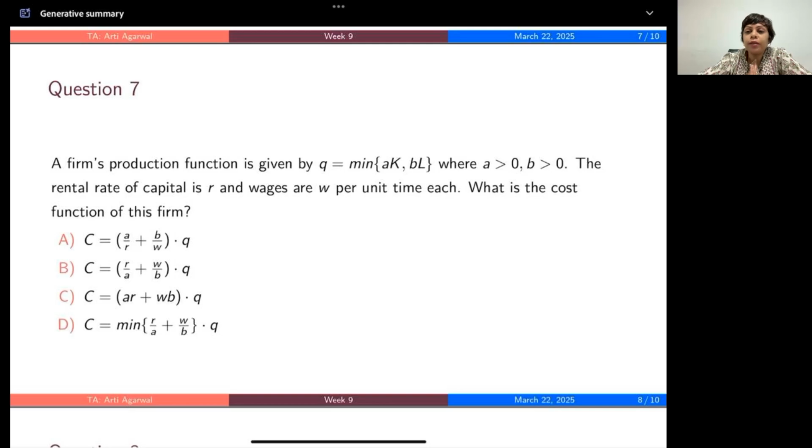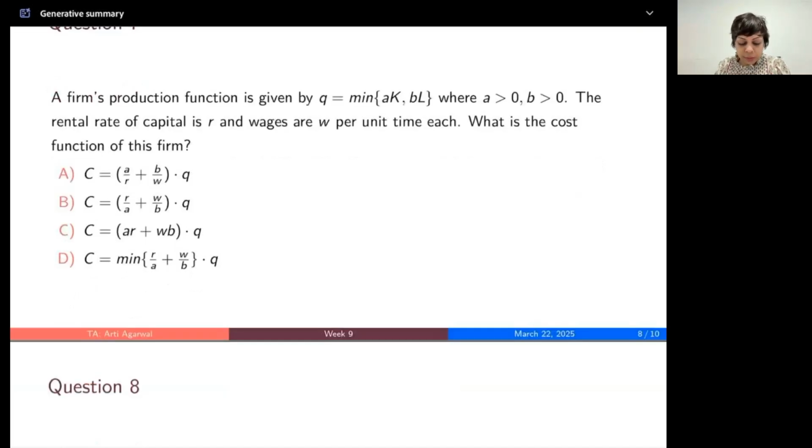This is what I was explaining last time, the Leontief technology function, right? Minimum of AK comma BL. I think I had explained it a little bit also. I drew the isoquants also for this production function in the previous class, if you remember. So this is that production function. Now you're given that the rental rate of capital is R and the wages are W per unit time each.